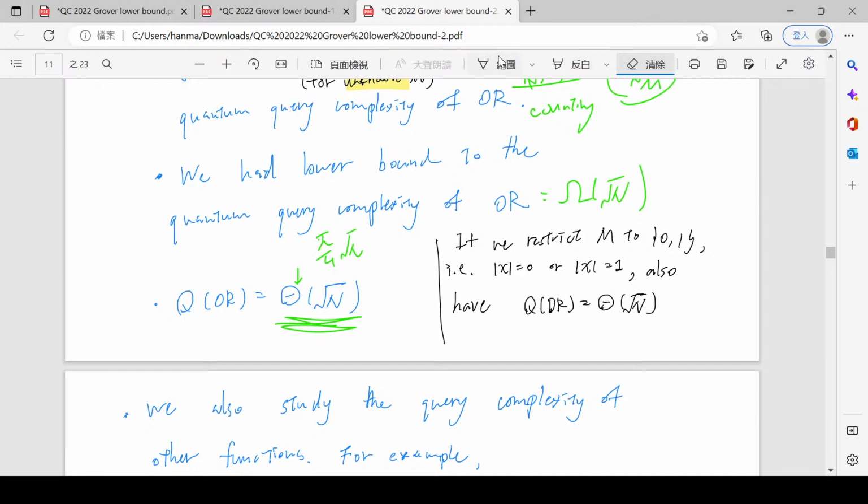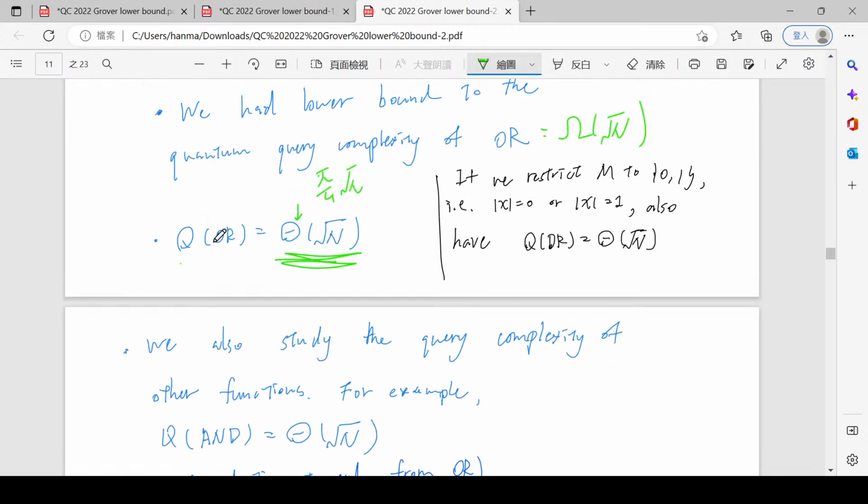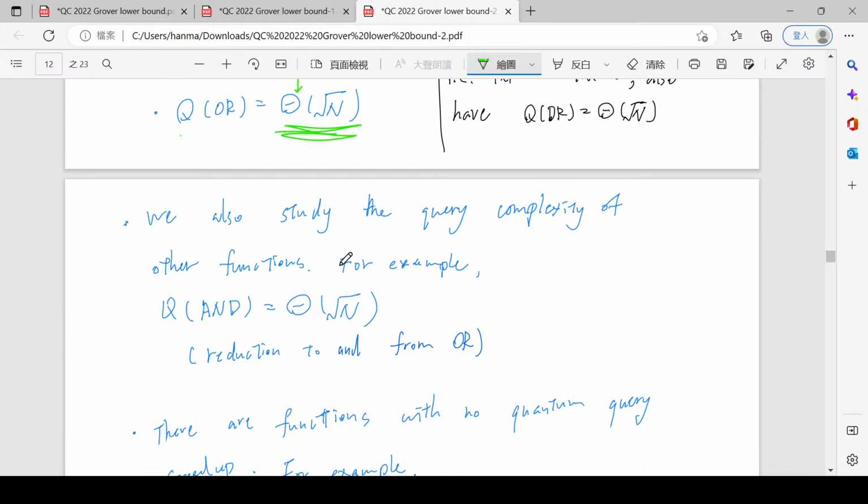So that's the search problem in terms of more complexity theory notation. So that's the quantum query complexity of the OR function. And we want to think about other functions. Since we think about OR, it's pretty natural to think about what the AND function is.